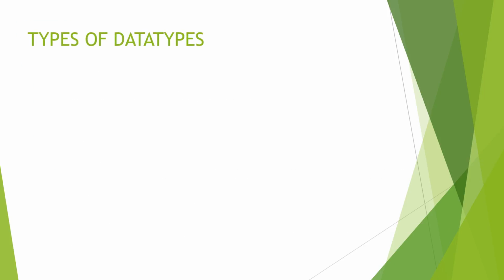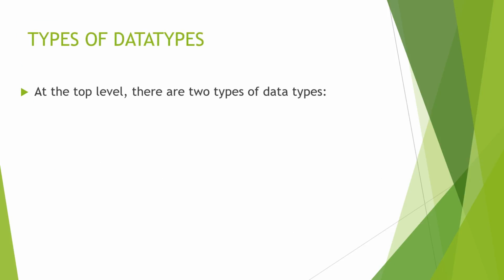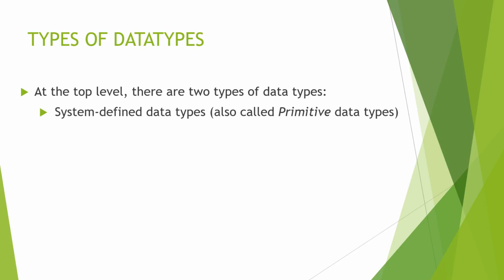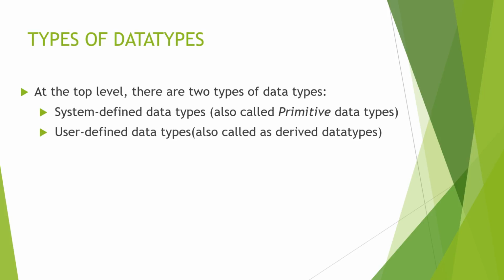Let's discuss what are the different types of data types. At the top level, there are two types of data types. The first one is system-defined data types, also called primitive data types. The second one is user-defined data types, also called derived data types, and also known as non-primitive data types.